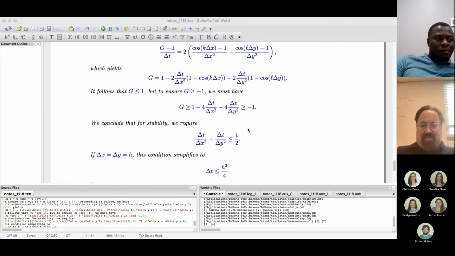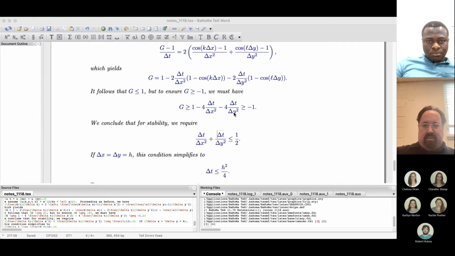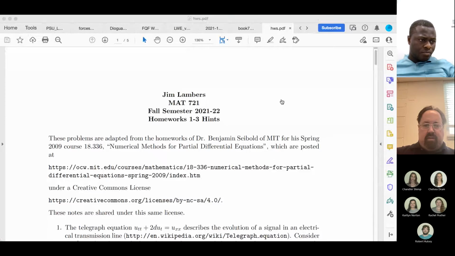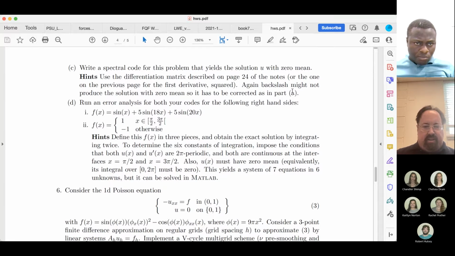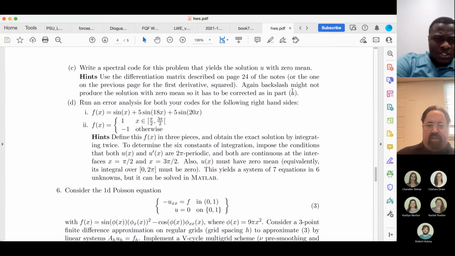So I have a question on 5D. Okay, hold on, let me put that up. Okay, let's find the homework. So, Poisson periodic case, but part D. You said define f of x in 3 pieces. I didn't understand what you meant by that. Oh, okay, right.